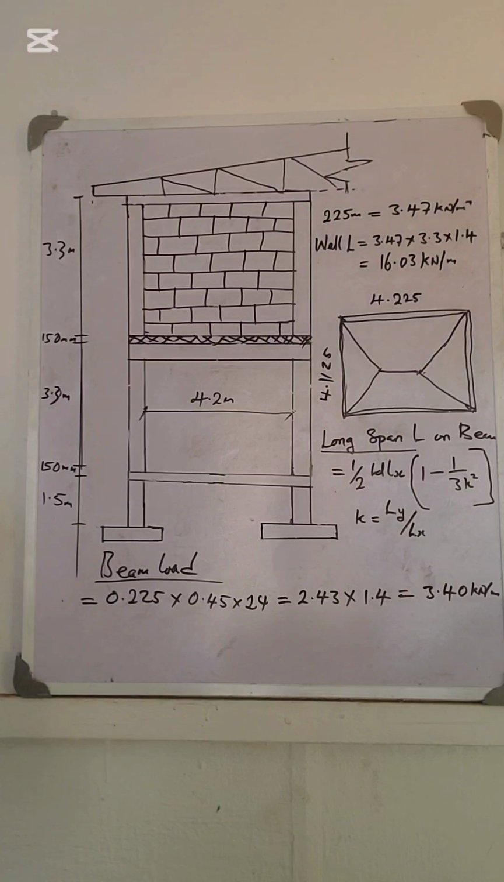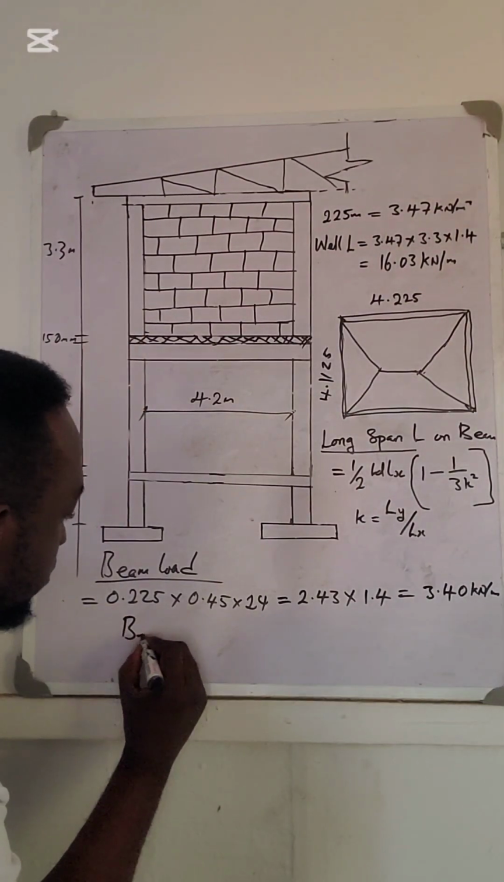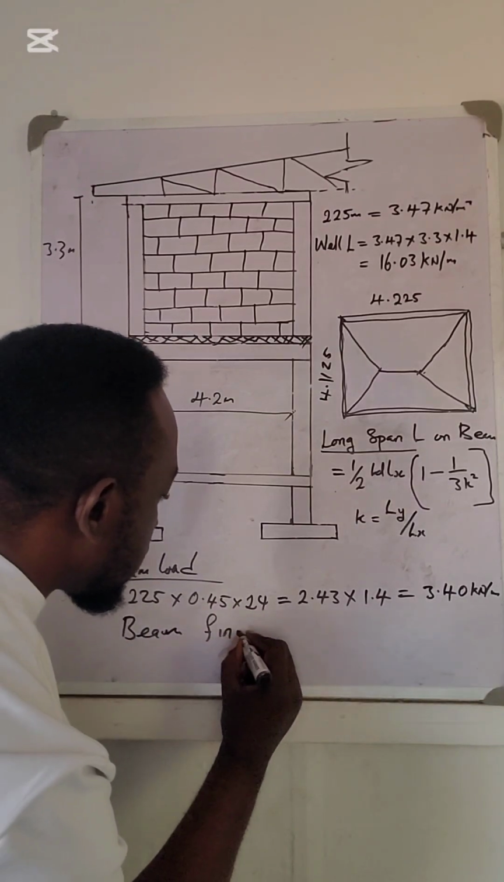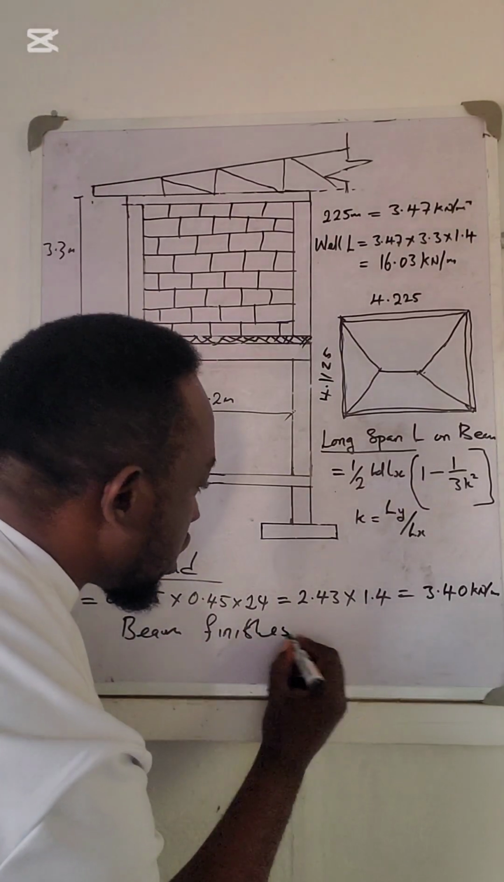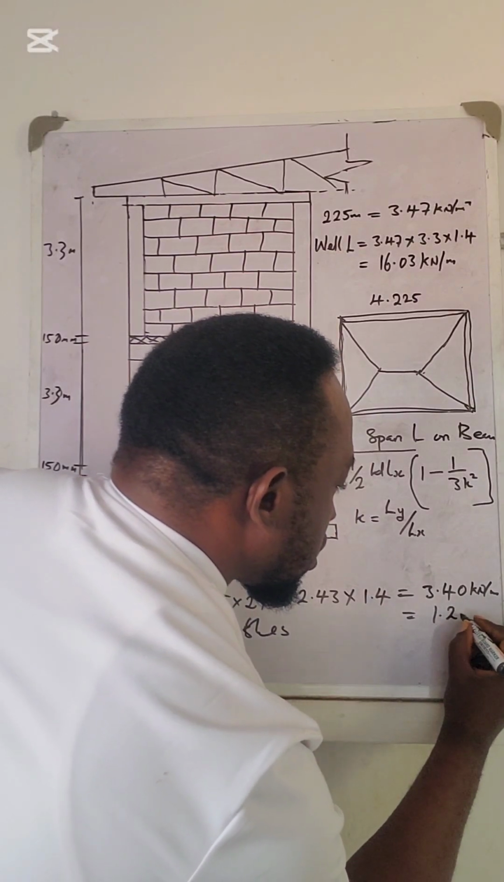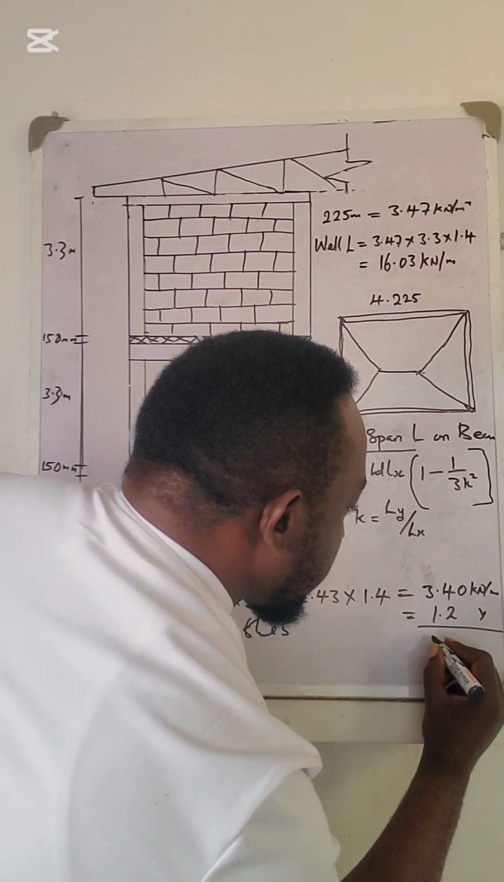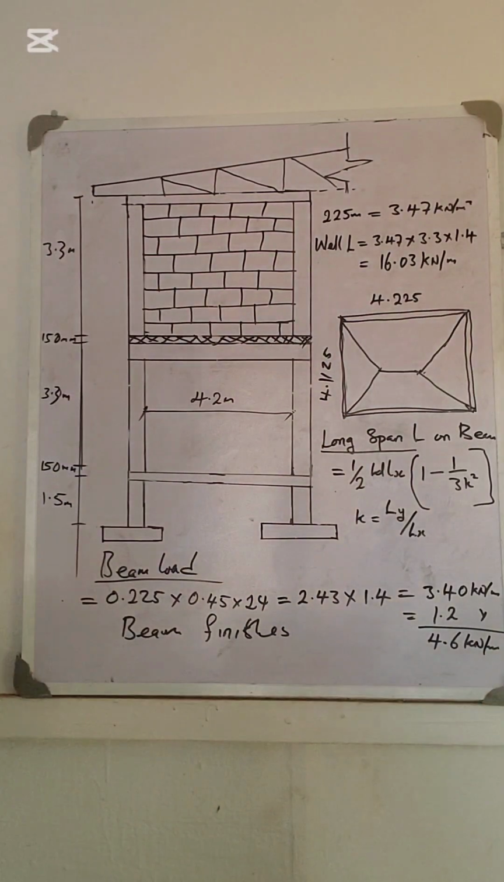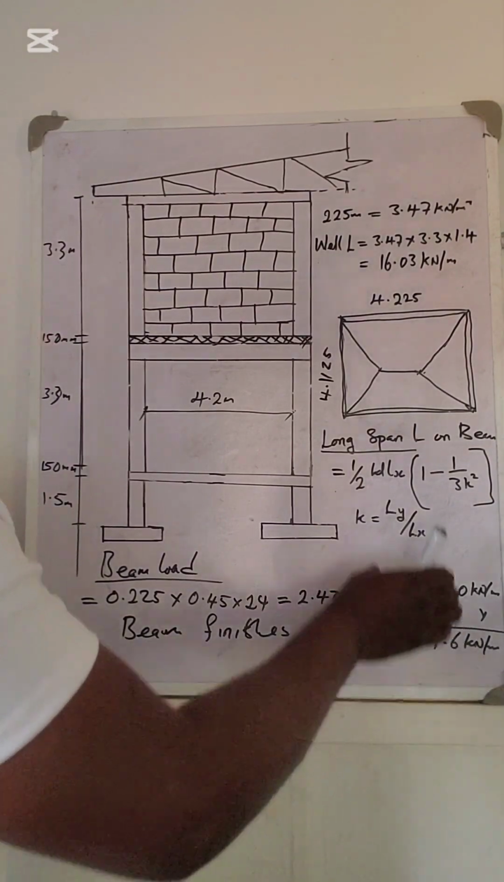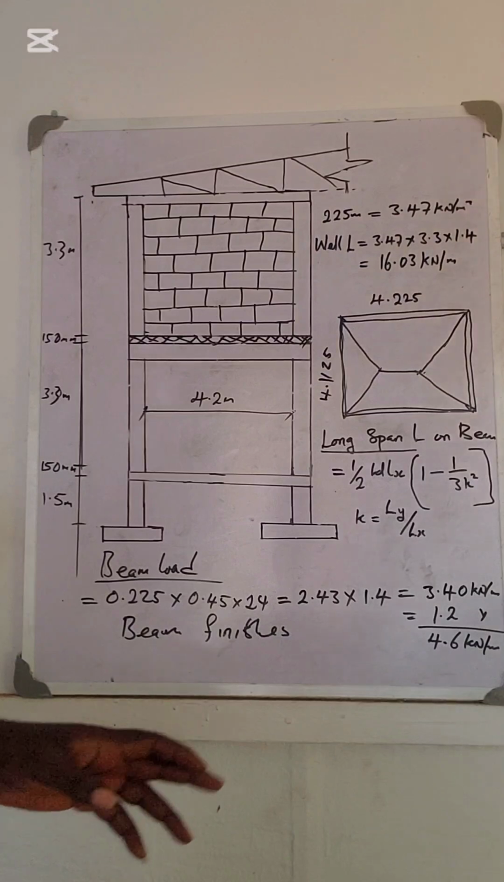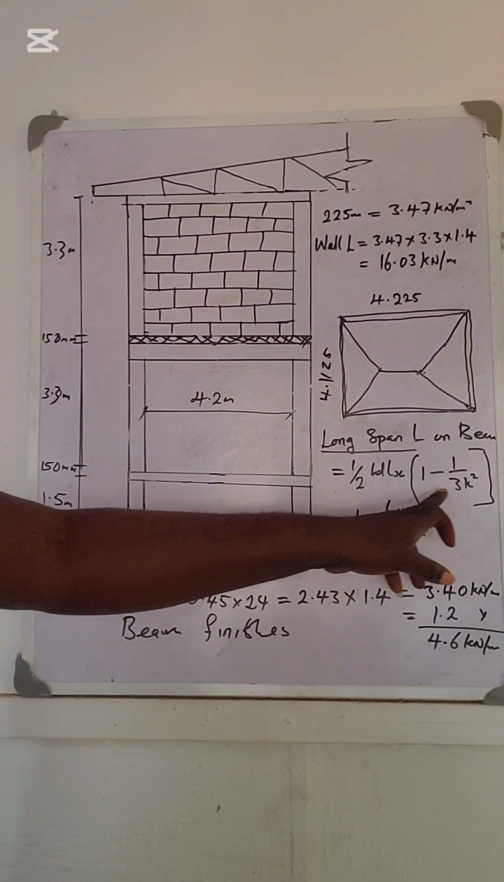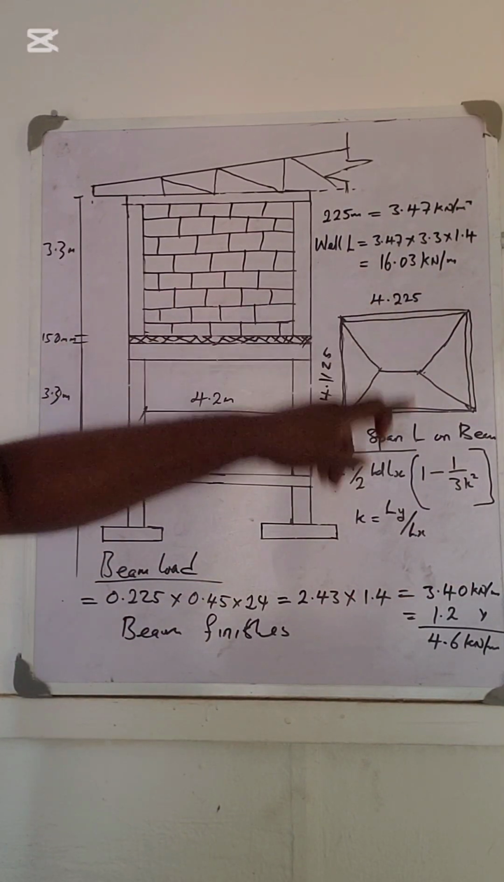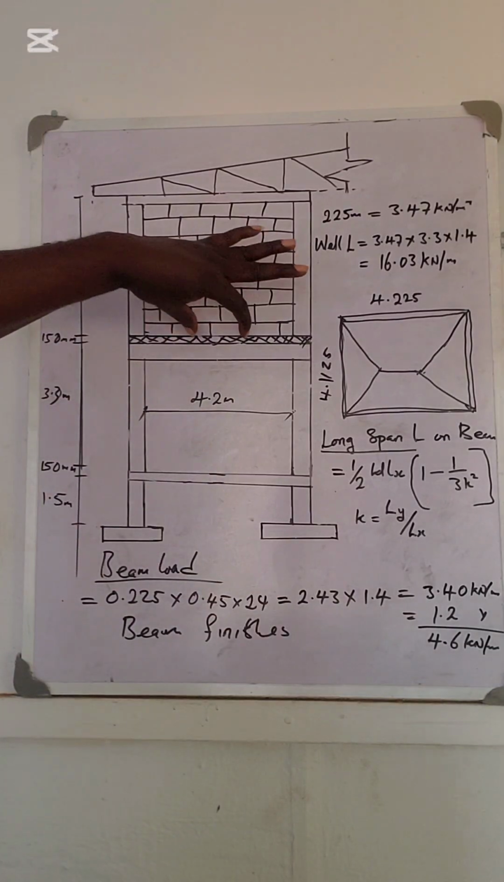Now, then we have the beam finishes, which is also taken to be 1.2 kilonewton. So when you add, you now have 4.6 kilonewton per meter. So that is our beam own load. So when you sum all this together, after solving for this, you add it to this, you add it to this to now be the load on the beam.